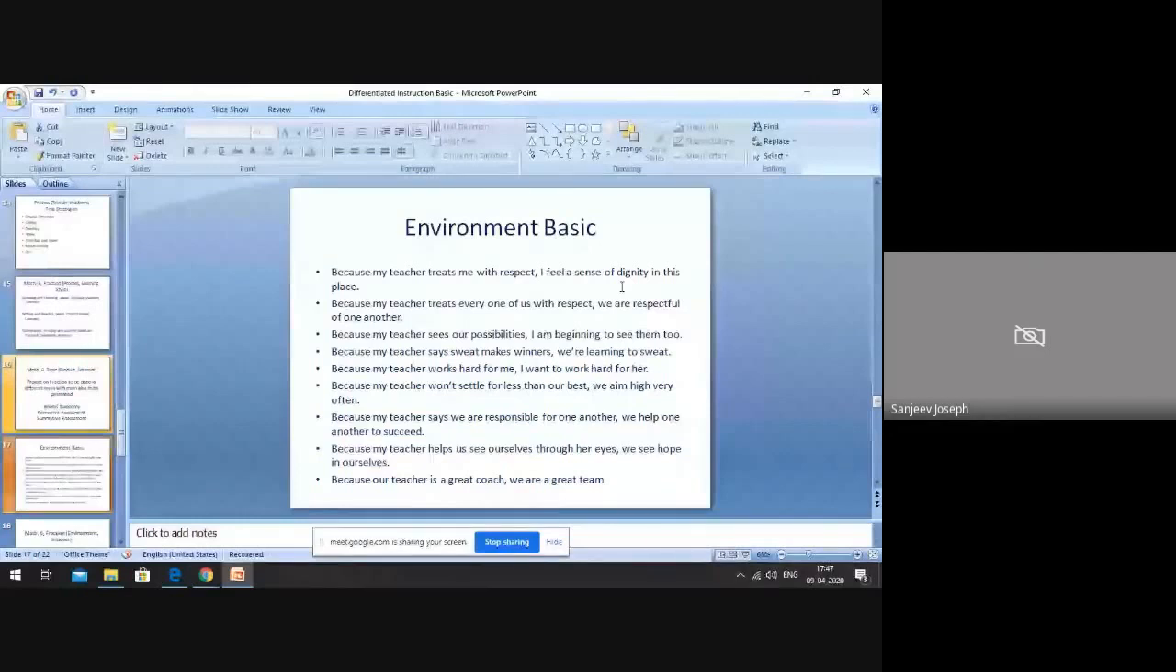Naturally, we don't want to give up on the students whom we think cannot learn. And that is why this particular environment, which is a basic of environment, is very important, where the children respect each other's learning and so on. Because my teacher says we are responsible for one another, we help one another to succeed.